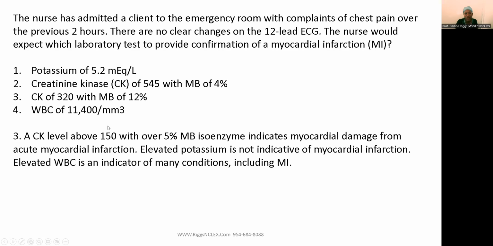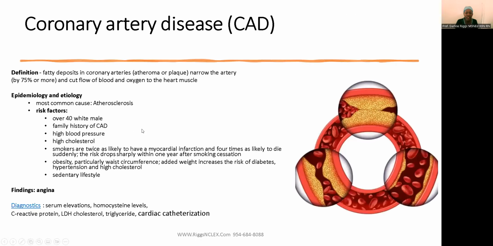Anything above 150, you're there. Over 5% means a lot of myocardial damage from that MI. And the potassium and the WBC are not used to diagnose MI. In addition to that, the troponin, which I've talked about earlier. So those give you an example of how you would see these questions phrased.